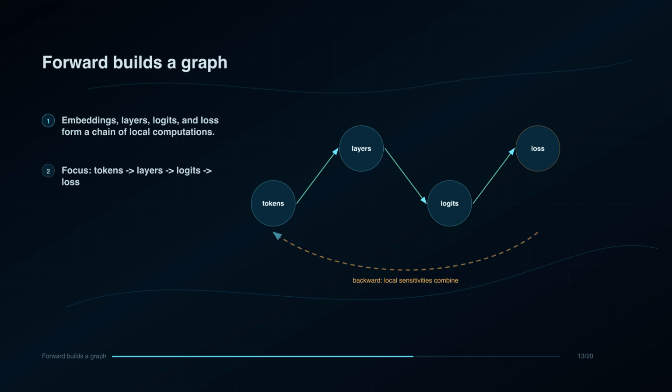A tiny graph shows the idea. Let an input x be multiplied by weight w to produce h, then let the loss be the square of h minus a target. The loss depends on h, and h depends on w.